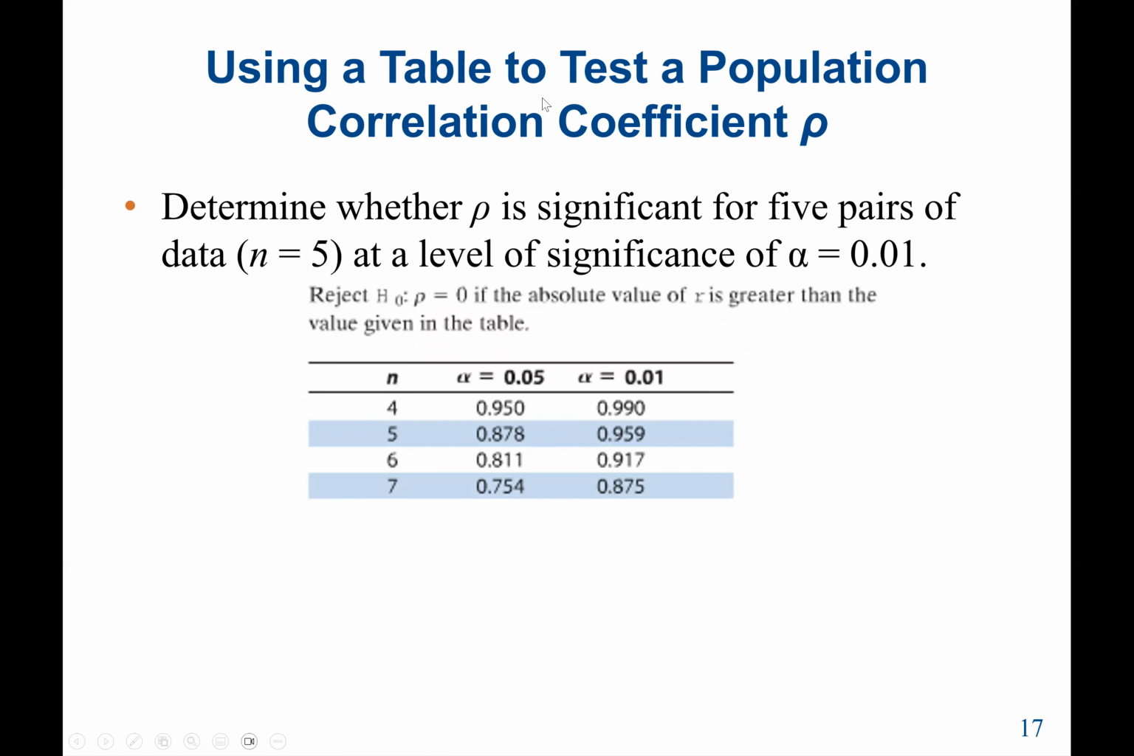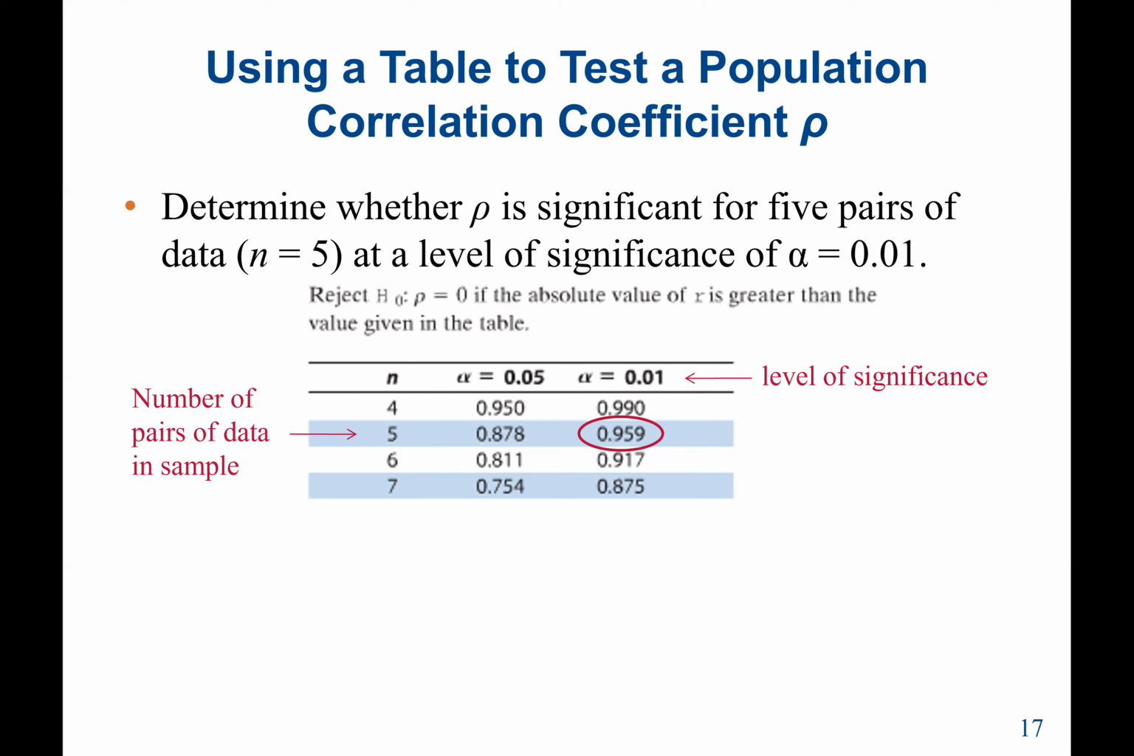Here, the example is that we're going to use the table to test the population correlation coefficient. They say we should determine whether rho is significant for 5 pairs of data, so N is equal to 5. Normally in this table, the N is given, and then we have the alpha values, either 0.05 or 0.01. Since N is 5, we go to the N=5 row, and the significance level is 0.01, so we go to 0.01. This means that our answer will be 0.959.